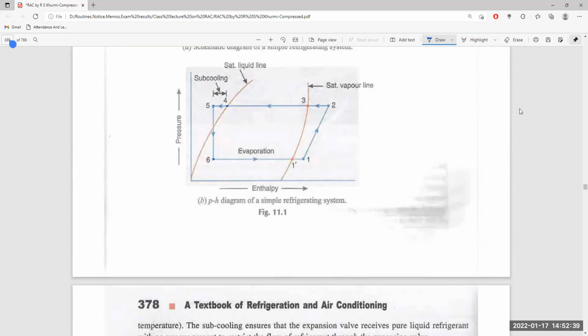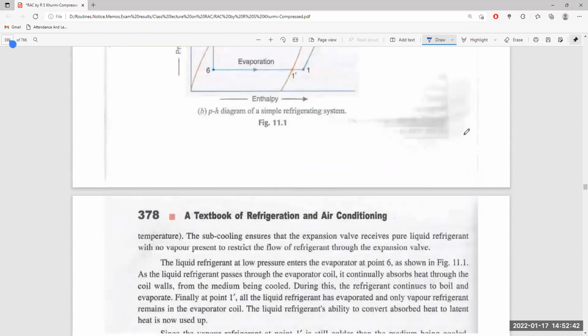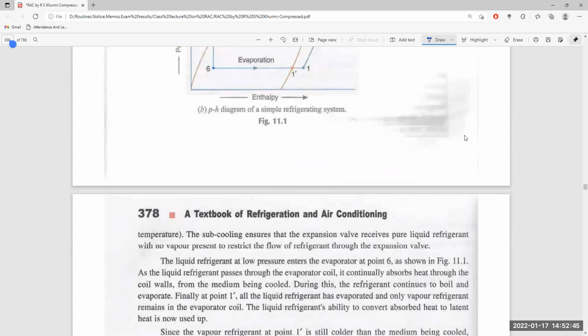The subcooling ensures that the expansion valve gets pure liquid refrigerant with no vapor present in the flow. This subcooling is required because it ensures the refrigerant is totally converted into liquid, so that no vapor is present to restrict the flow of refrigerant through the expansion valve. The expansion valve can take only liquid refrigerant, not vaporized refrigerant. So it must be supplied with 100% liquid refrigerant to make the reduction of pressure possible.